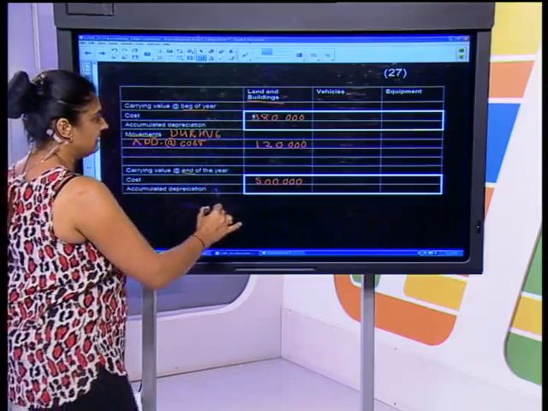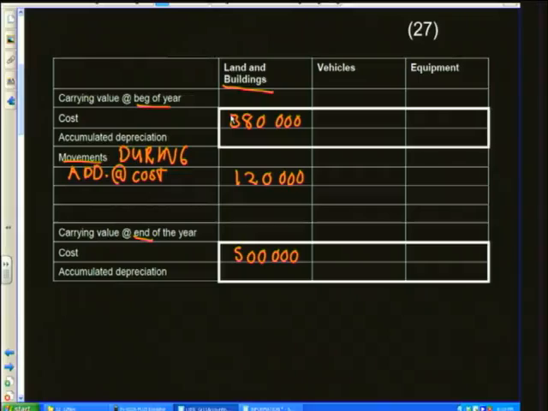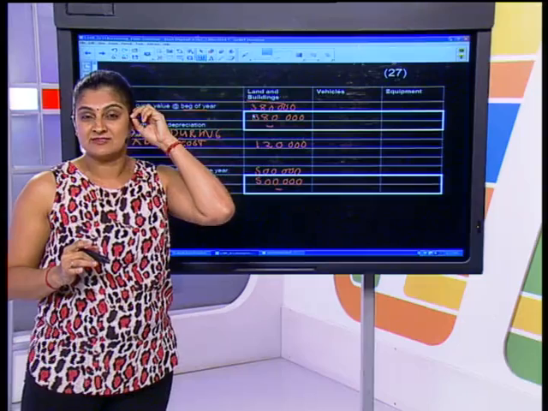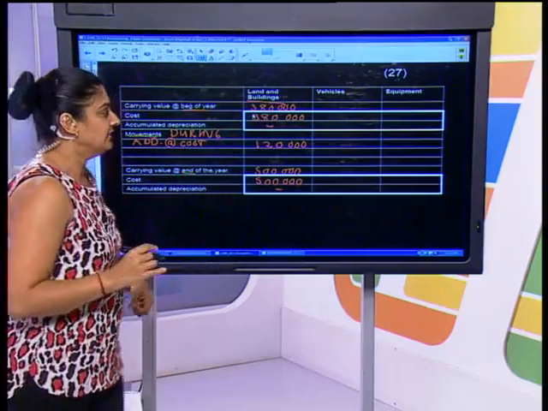Right, if we had to complete the rest in terms of land and buildings, carrying value at the beginning of the year will be the same, so 380,000. Under movements, there was just an addition. Carrying value at the end of the year, 380,000 plus the 120,000 to give me 500,000. Okay, land and buildings, guys, completed. Let's now move on to our next tangible asset, which will be vehicles.